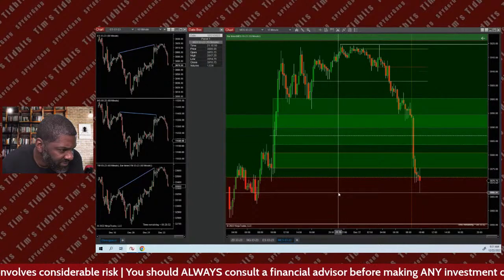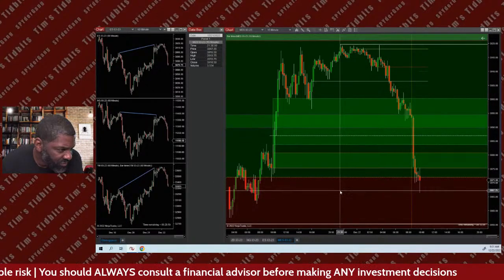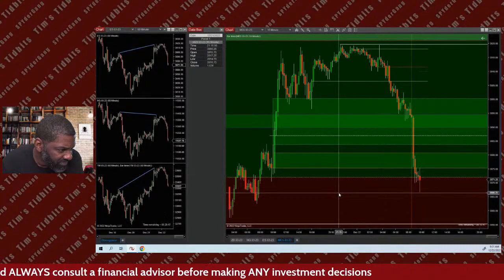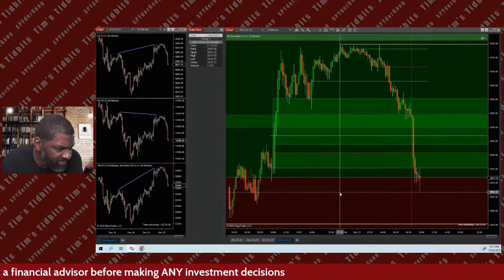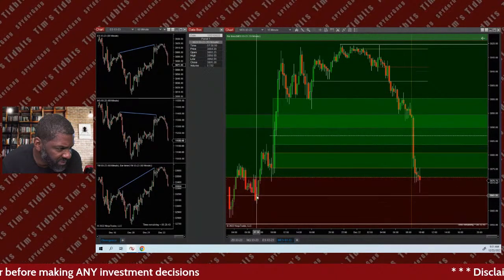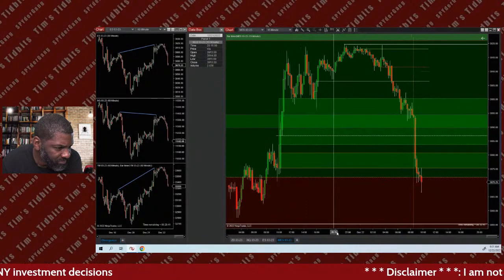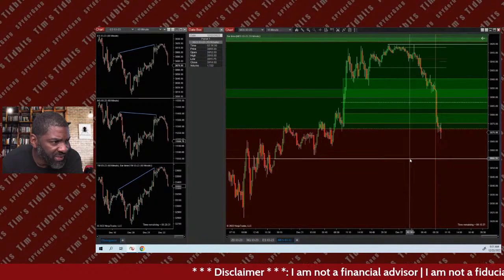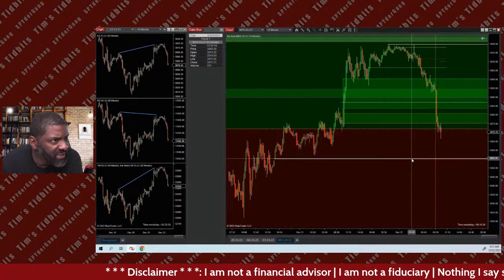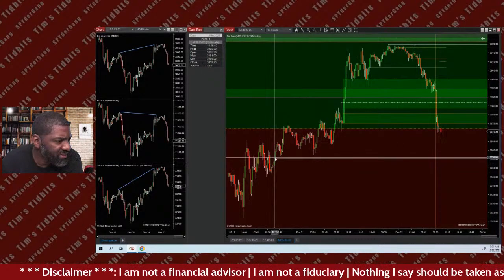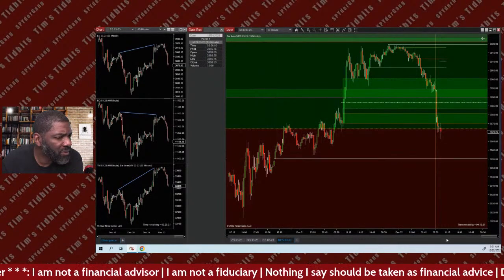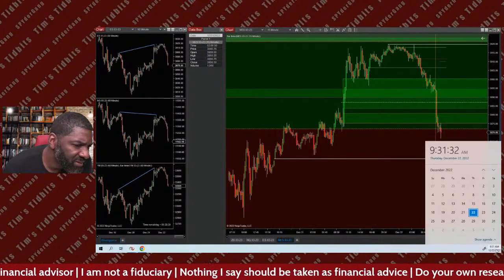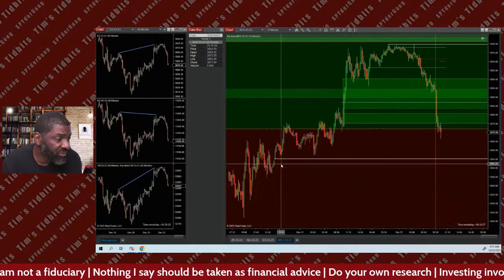Came down through that fair value gap. Now we're right here testing this 15-minute order block right there. Very close to yesterday's low. Is that yesterday's low right here? No, that's the 20th. That's Tuesday's low on here.